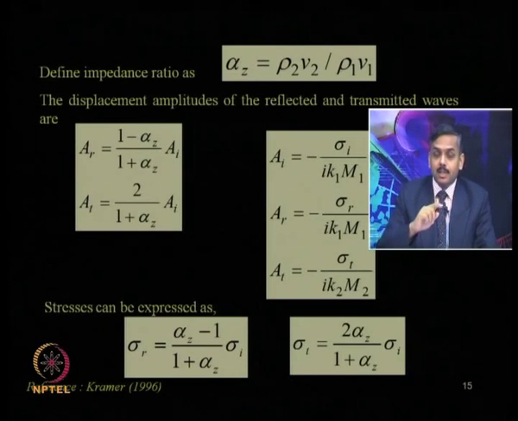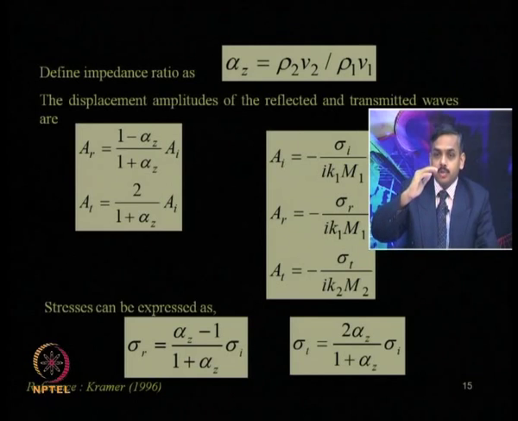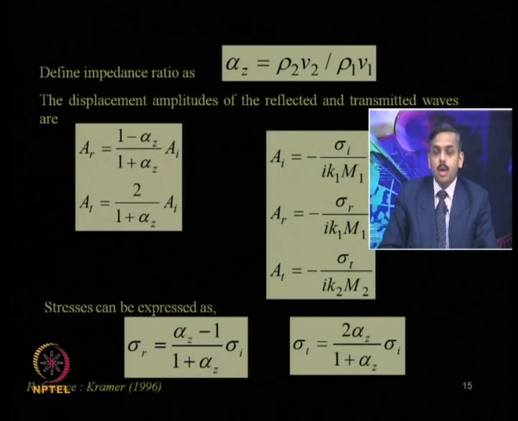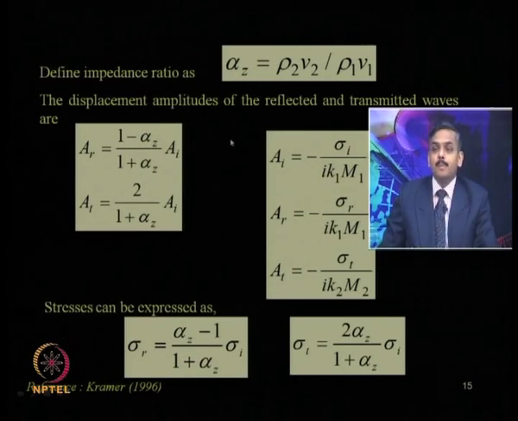Now, when this wave travels and finally comes close to the ground surface, after traveling through various layers of material, that is from rock to stiff soil to soft soil typically, we should know what will be the changes in the displacement amplitude and stress amplitude, because that is most important to find out, right? So, the use of the impedance ratio is very important, which we will be easily able to obtain from knowing the density and the velocity of the wave.